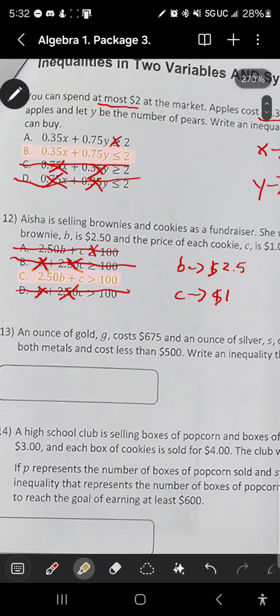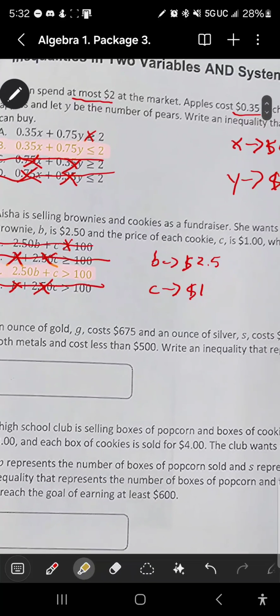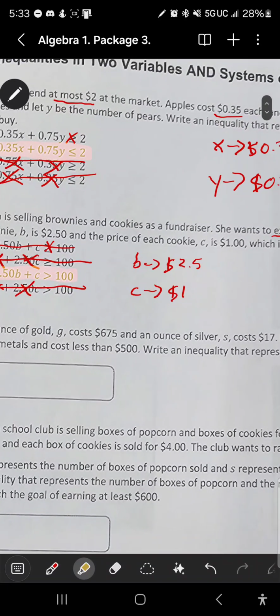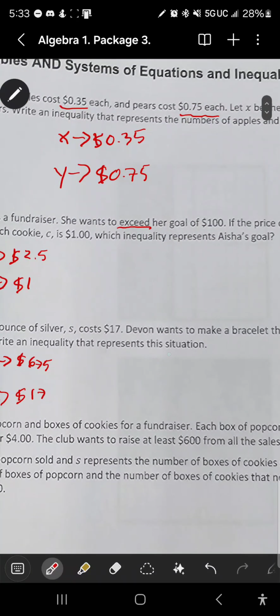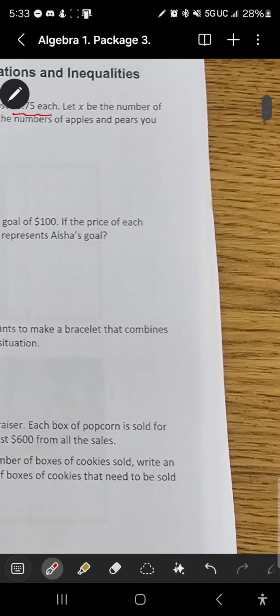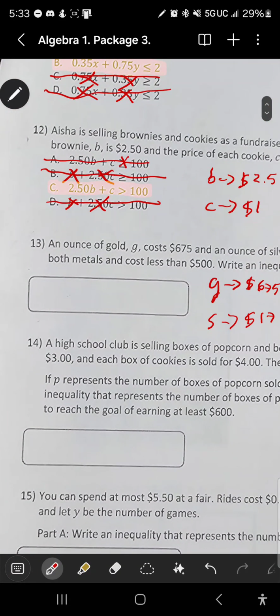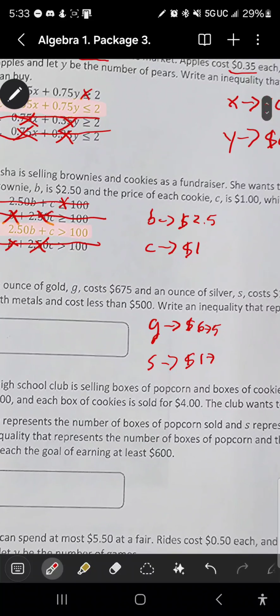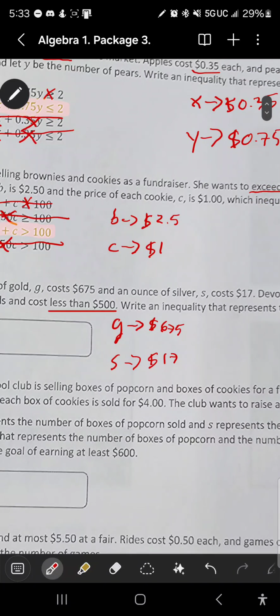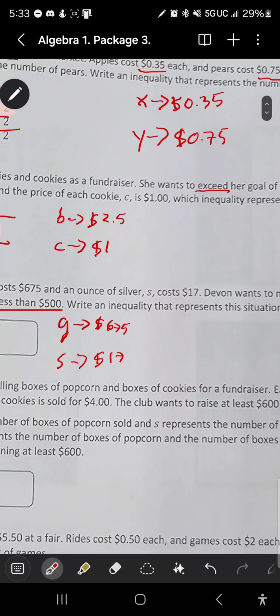Let's see, 13. An ounce of gold, G, costs $675, so G goes with 675. And an ounce of silver, S, costs $17, so S goes with 17. Devon wants to make a brass bracelet that combines both metals and costs less than 500. Write an inequality that represents this situation.